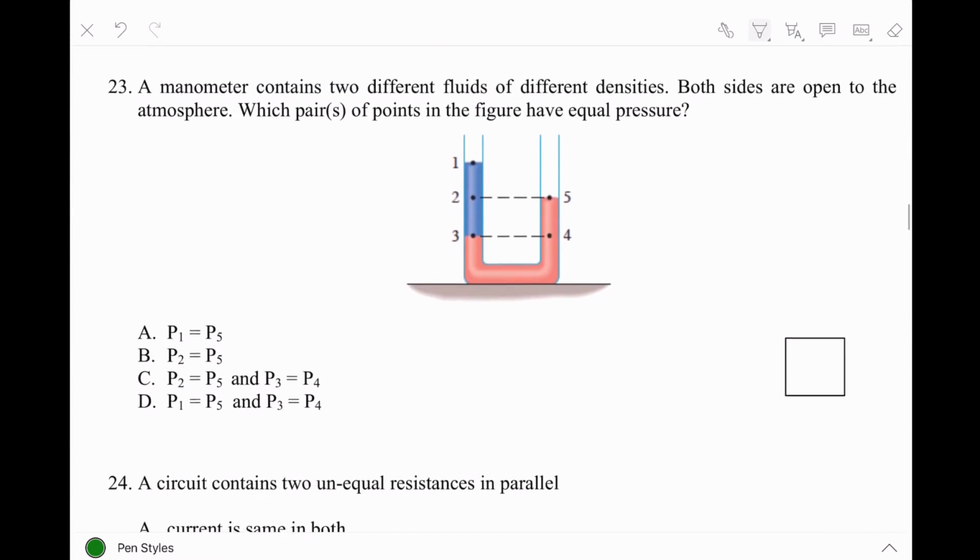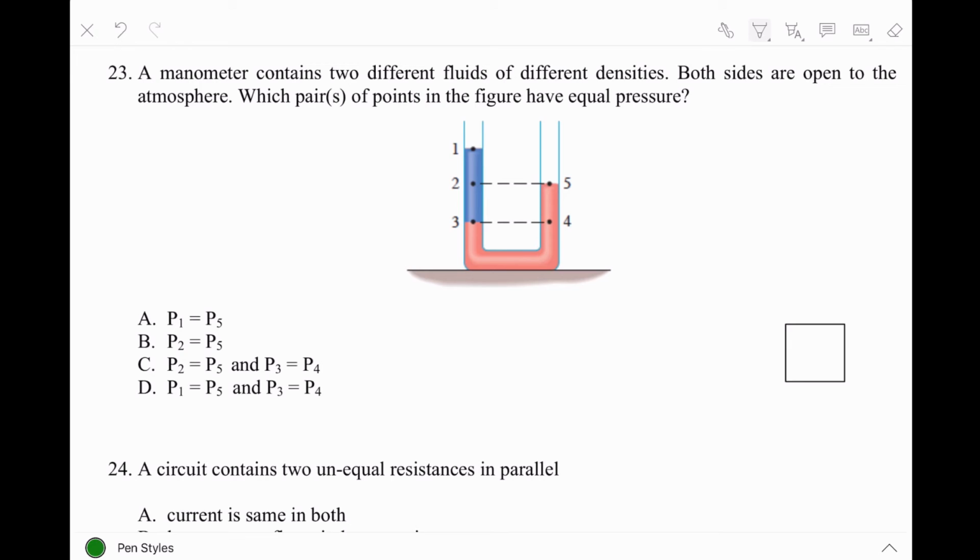Number 23. If you have the same materials here, they must be equal. This is also equal. So the answer is D.